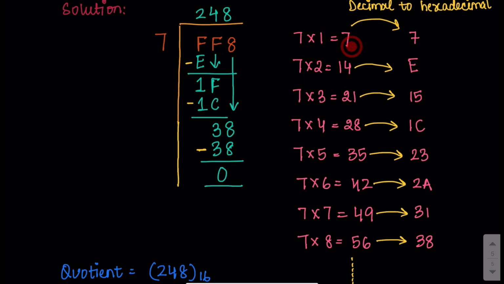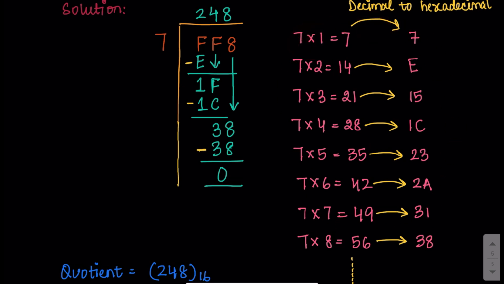So we'll start from here. 7 into 1 is 7, which is a valid hexadecimal number. 7 twos is 14, which is represented as E in hexadecimal. 7 threes is 21, which is written as 15 when you divide it with 16 in order to get the decimal to hexadecimal conversion. Then 7 into 4 is 28 converted to 1C in hexadecimal. 7 fives is 35 converted to 23 in hexadecimal, and so on. We have the other numbers also. With this table ready with us, we can perform the division.